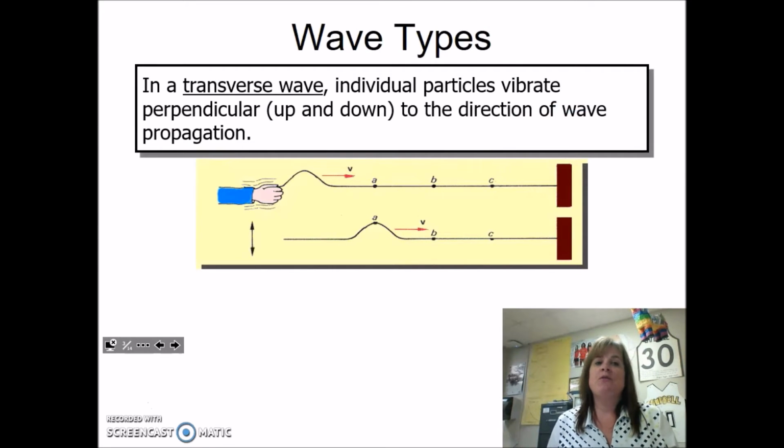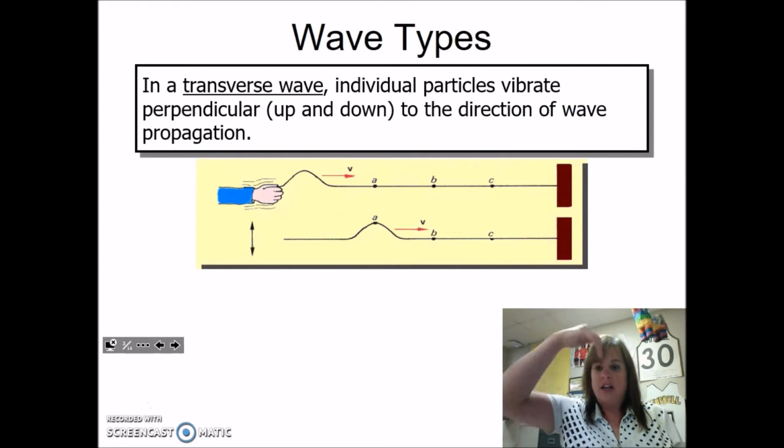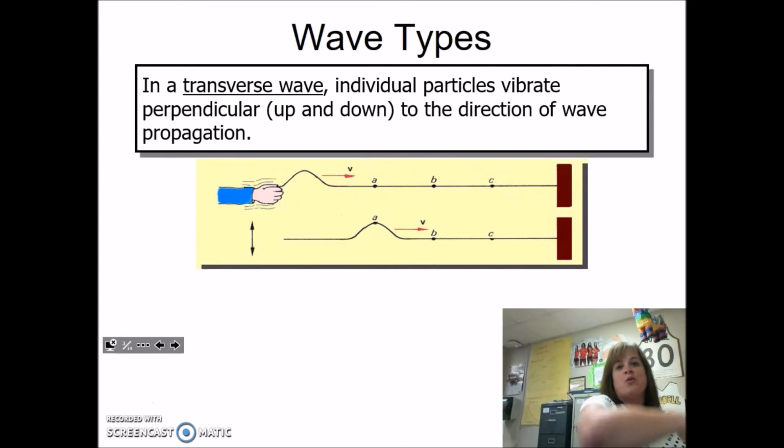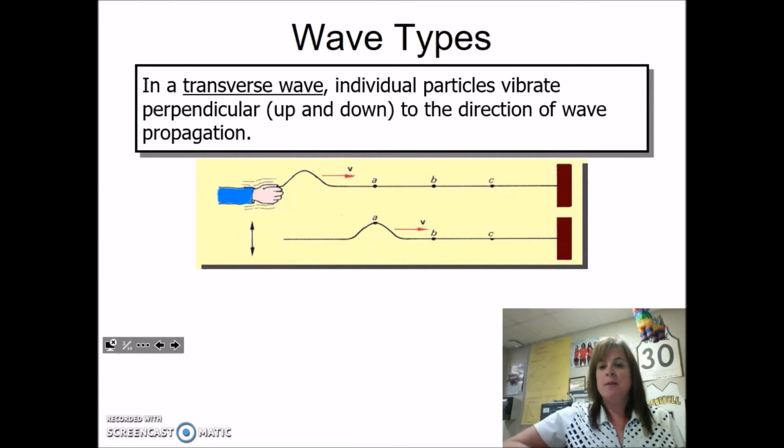Now, there are two types of waves. One is a transverse wave. I call these the wavy waves. With transverse waves, the medium is oscillating up and down, perpendicular to the direction of the wave motion. So the medium goes this way, the wave goes that way.